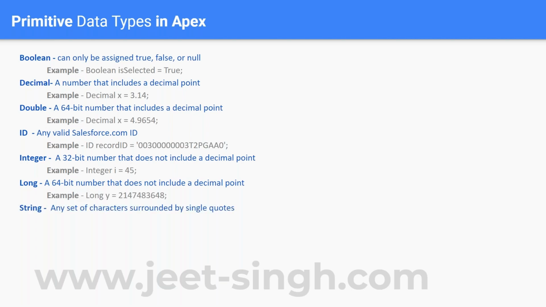Then we have string. String is a simple one. String basically refers to the variables which can store text values. Like string city equals New York City. So this is the data type. You cannot just go and put in your code city equals New York City. Salesforce will not understand that, or Apex will not understand that, rather, let me say. So you have to define the data type, then the variable, and then assign the value. This is how it works.